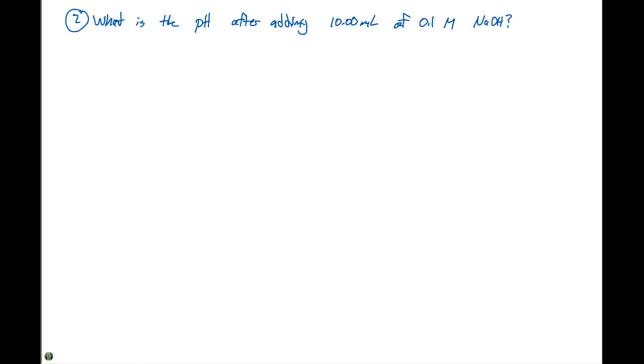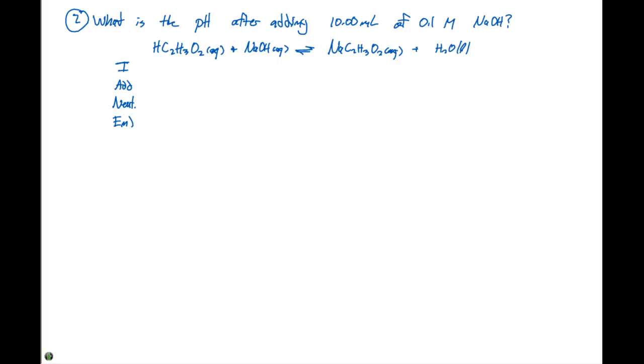So if we look at this, we have acetic acid plus NaOH in equilibrium with sodium acetate plus water. And remember that when we're adding different volumes of buffer solutions together, we want to look at the initial amount of moles, then the amount added, the neutralization, and then the endpoint.